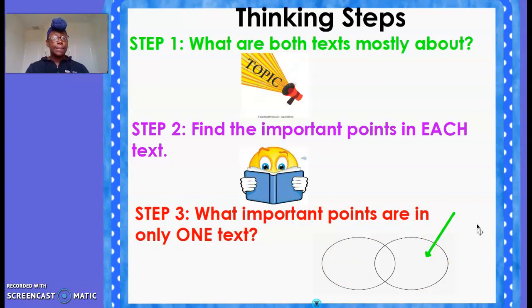So again, our thinking steps. Step 1, what are both texts mainly about? So you think about the topic. Step 2, you find important points in each text. So I'm skimming and scanning and reading the book to see those important points or details. And step 3, what important points are in only one of the texts, one story? What is unique, even though they're about the same topic?